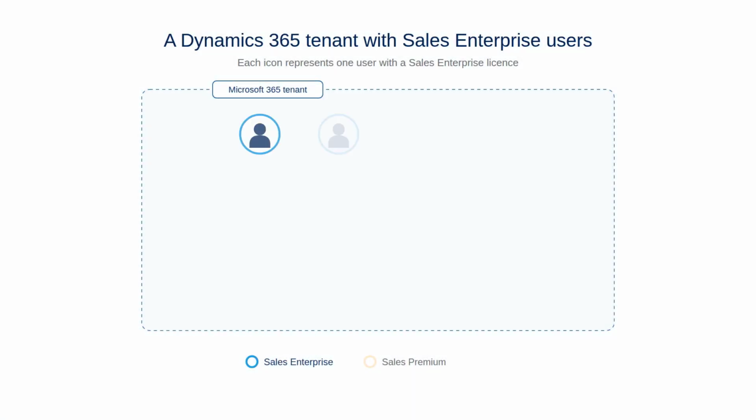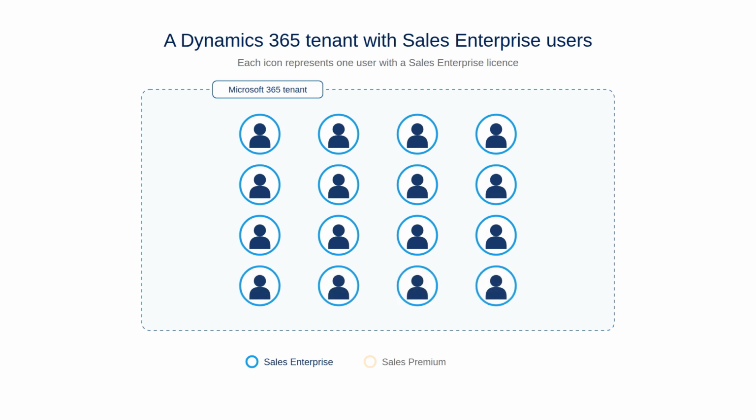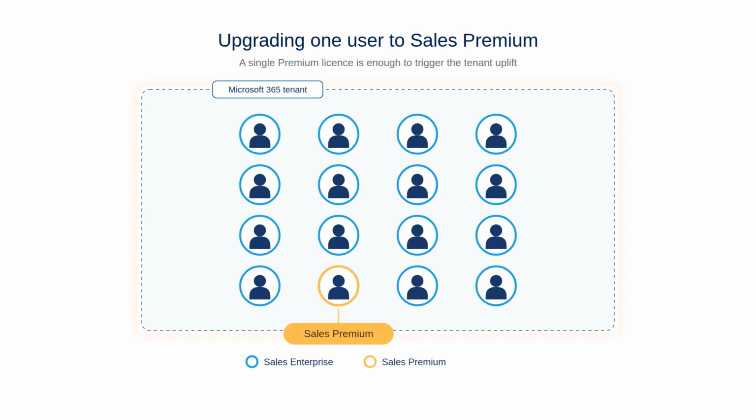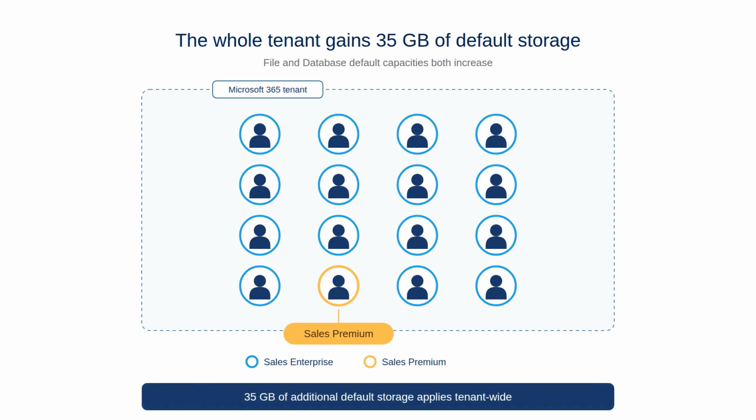You're most likely to benefit if your organization uses Dynamics Sales Enterprise and you don't currently hold any premium licenses. Upgrading just one of these to Sales Premium or adding a new premium license means that your tenant will receive 35 GB of additional storage across file and database capacities.